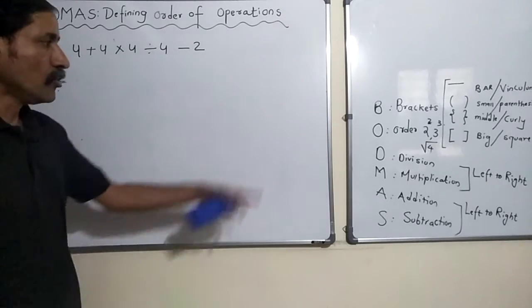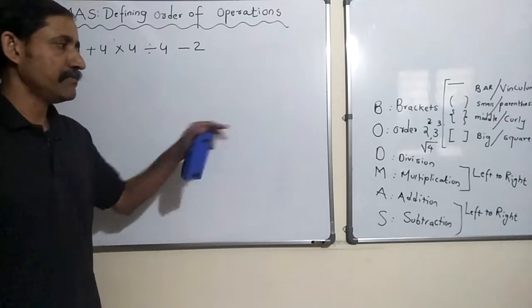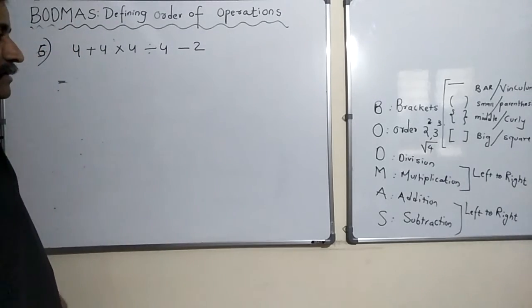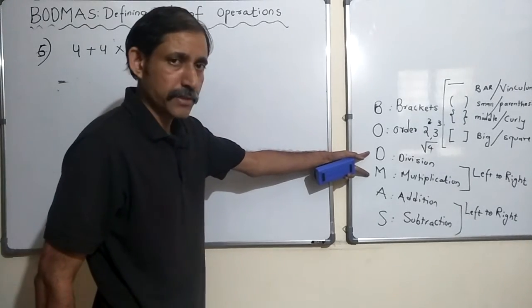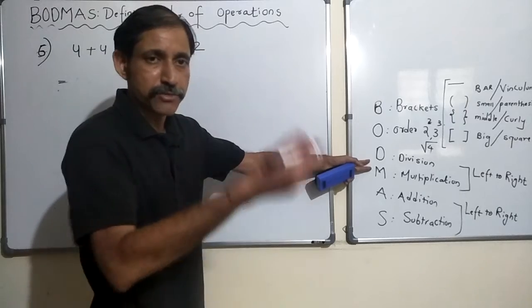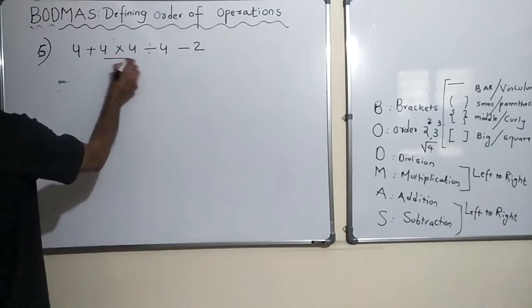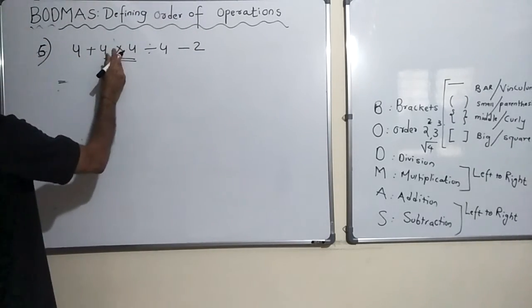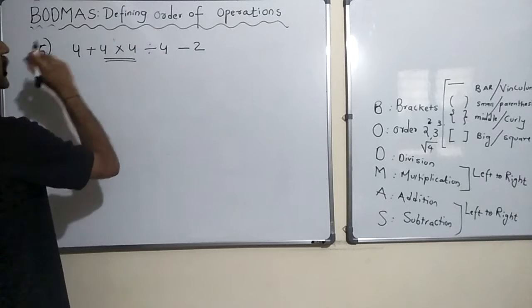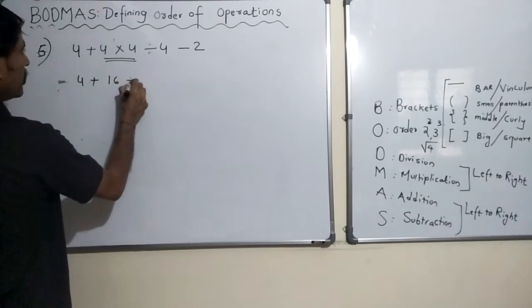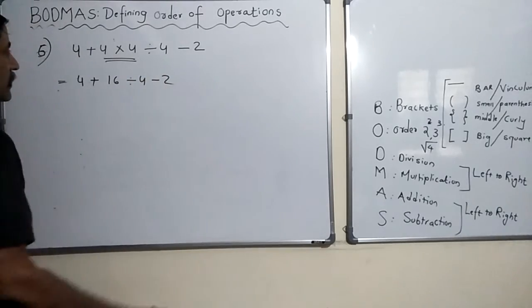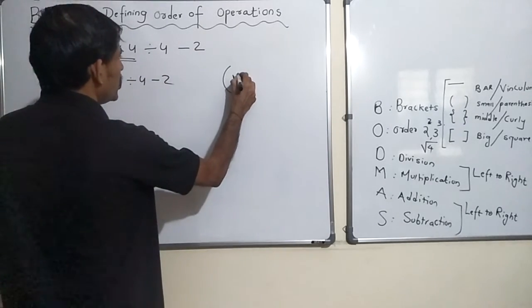Okay, no brackets, no order, division, multiplication is there, and addition, subtraction. So as per the priority, I'll look at division and multiplication, whichever is to the left, I'll solve that first. So I'll go with this, because division is there, multiplication is there, but multiplication is on the left. So 4 into 4, 16, divide by 4 minus 2. Okay. So what did I do? Multiplication.